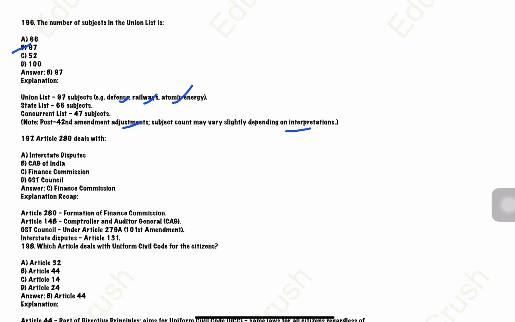Article 280 deals with Finance Commission.